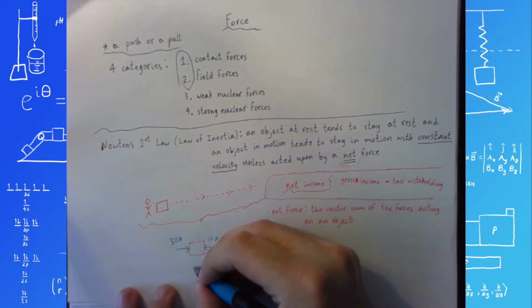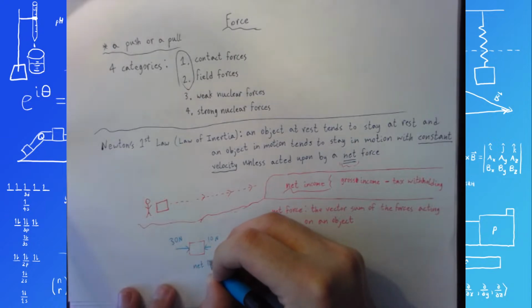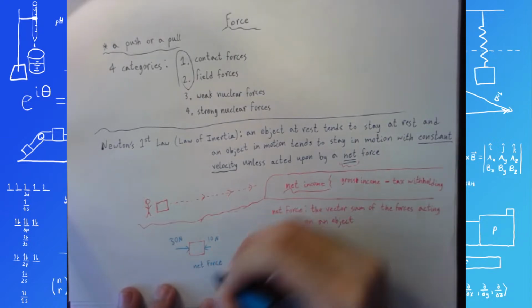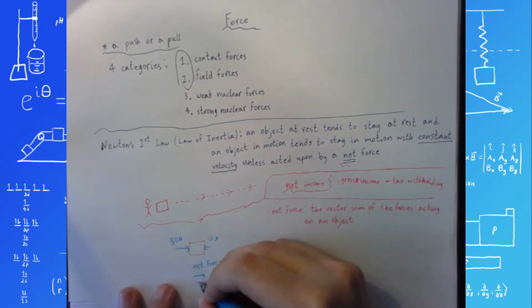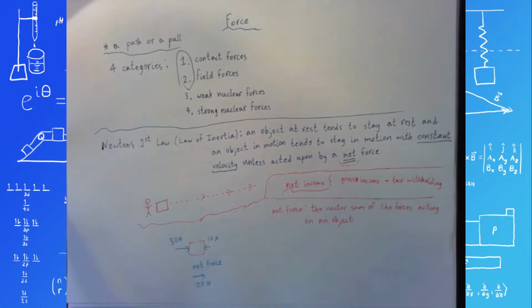Net force would just be 20 newtons to the right. 30 to the right minus 10 to the left, you're left with an overall force of 20 newtons. It's like you got 30 newtons in gross force minus 10 newtons in taxes, for lack of a better term, and you're left with 20 newtons overall.